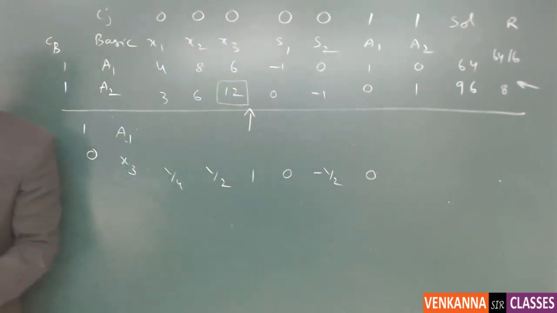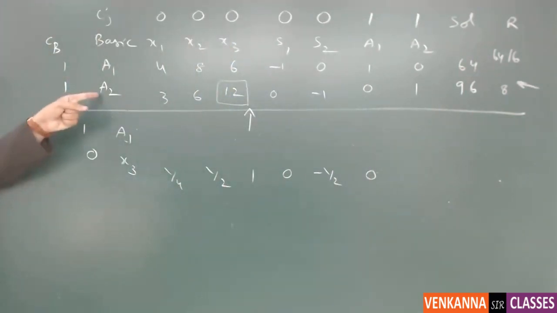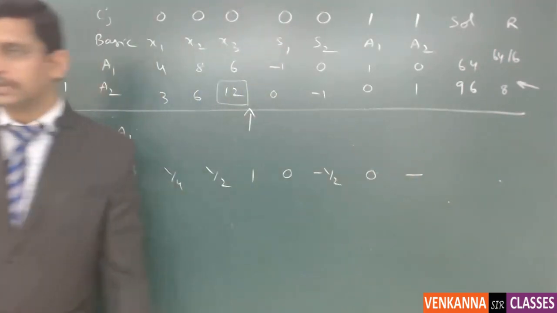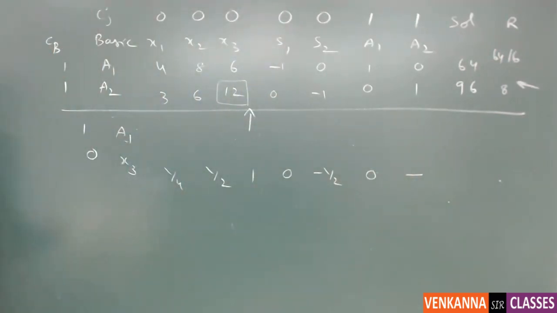Now see one understanding: since we are replacing a2, if you are interested, you can compute the a2 column. Otherwise, you simply put blank here. There is no need to calculate a2, because as and when the artificial variable leaves during the iteration process, it will not come in the further iterations. So that is the advantage here.